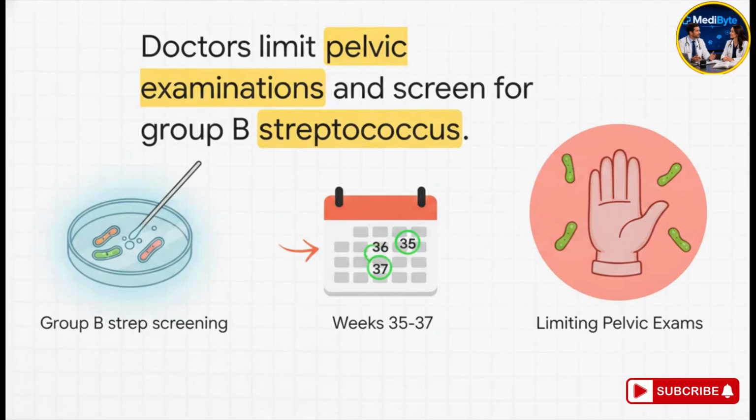If a patient's water breaks early, doctors will strictly limit pelvic exams to avoid pushing any bacteria upward. Furthermore, standard care now dictates screening all pregnant patients for Group B streptococcus around 35 to 37 weeks. If the screen is positive, it's no cause for panic. The patient is simply given antibiotics during labor to proactively protect the baby.